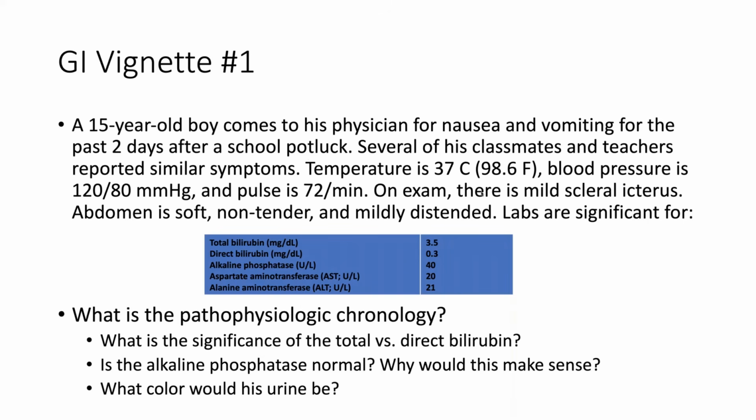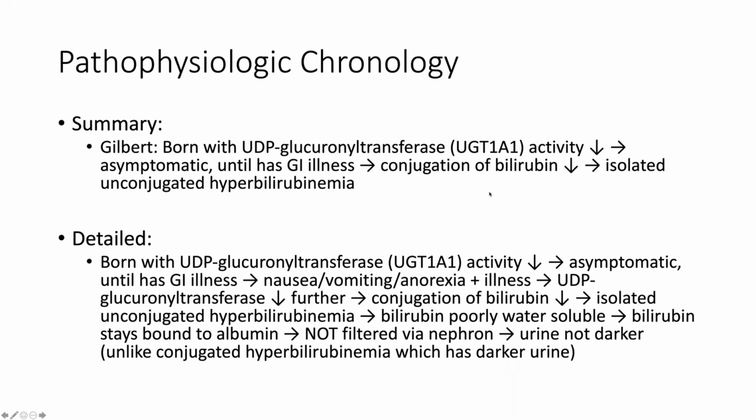We already know he has low activity of the UDP glucuronosyltransferase. Is it an elevation in bilirubin that causes that decreased conjugation to be a problem? No, it's actually the stress itself that causes the UDP glucuronosyltransferase activity to go down.